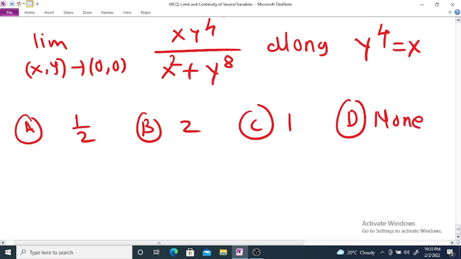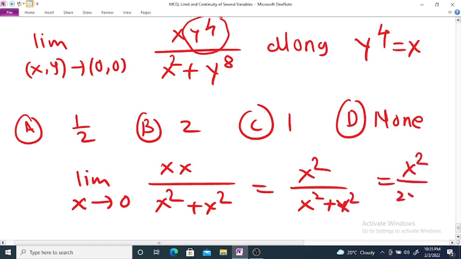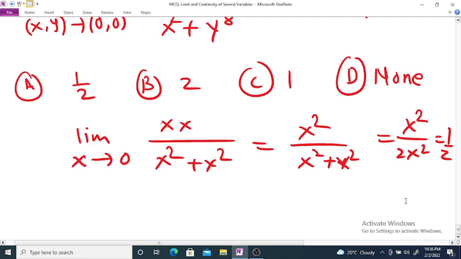So here if we put y raised to 4 is equal to x, since we take the limit along y raised to 4 is equal to x, this is limit x tends to 0 of x into x divided by x square plus x square. So this is x square divided by x square plus x square, which is x square divided by twice x square, and it is equal to 1 by 2. So the correct option is 1 by 2.